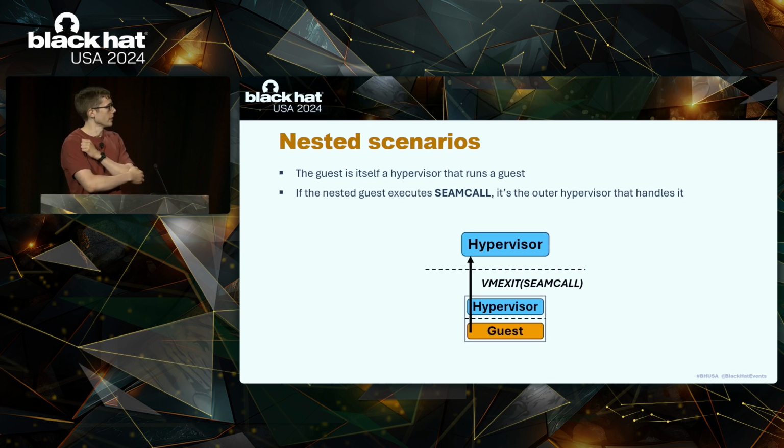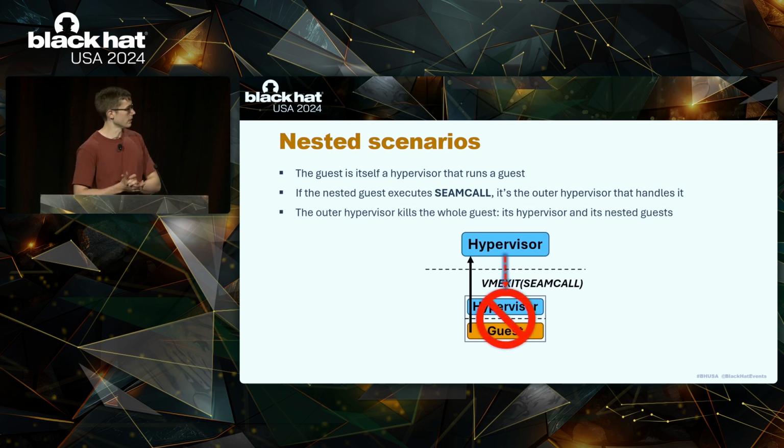In a nested scenario, you have a hypervisor that runs a guest that is itself another hypervisor that runs another guest inside of it. In that scenario, if the nested guest down here executes the SIM call instruction, the CPU raises a VM exit to the outer hypervisor, the one at the top. And if the outer hypervisor doesn't recognize the SIM call VM exit, then it kills the whole guest, which means it kills both the guest hypervisor and all of the nested guests underneath it.